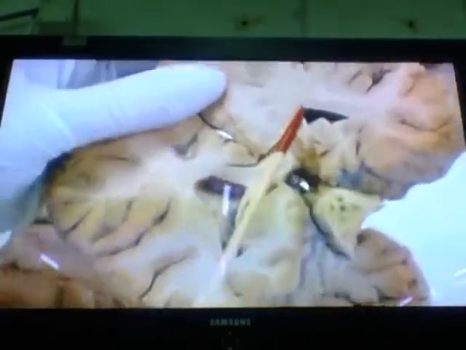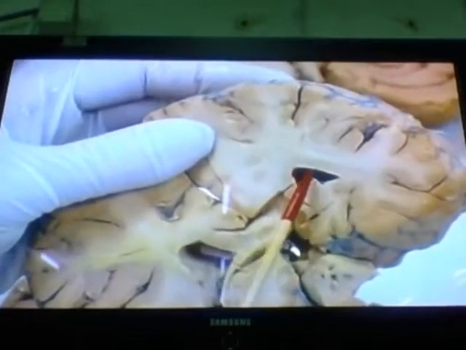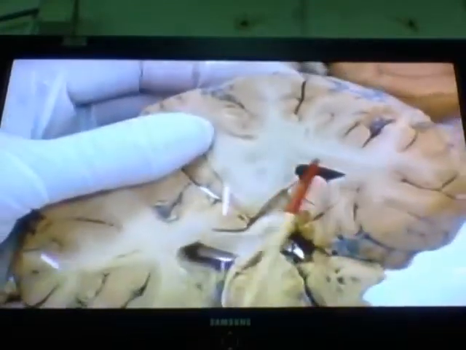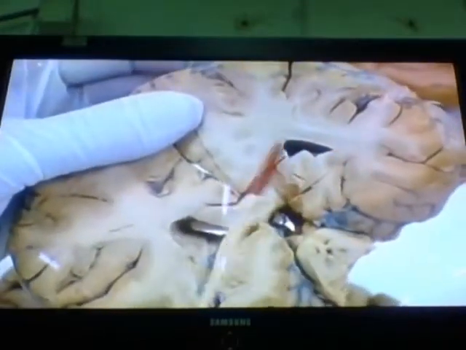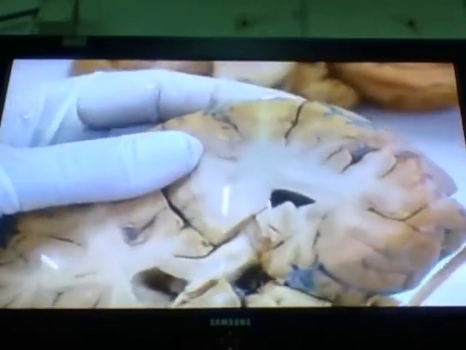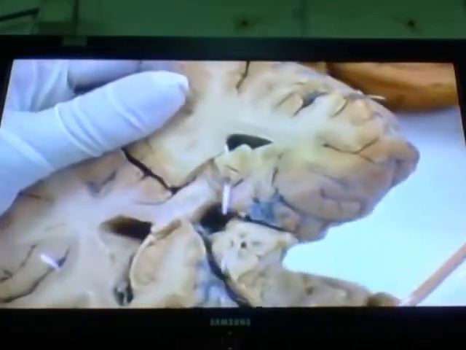Now there's a layer of white matter that's just medial to the optic radiation. What's that layer of white matter known as? Tapetum. That's the tapetum. Okay, let's relax.